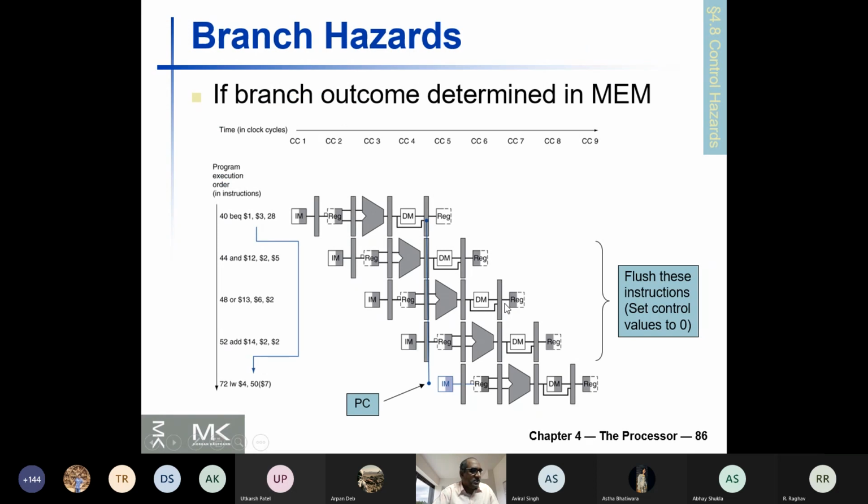Right, so now we can stop here. Let's take a break for 5 minutes, and then we'll continue with branching hazards and the exceptions. So please take a break for 5 minutes.